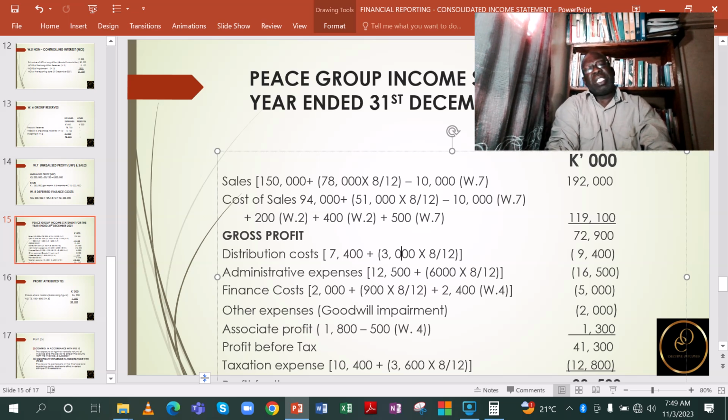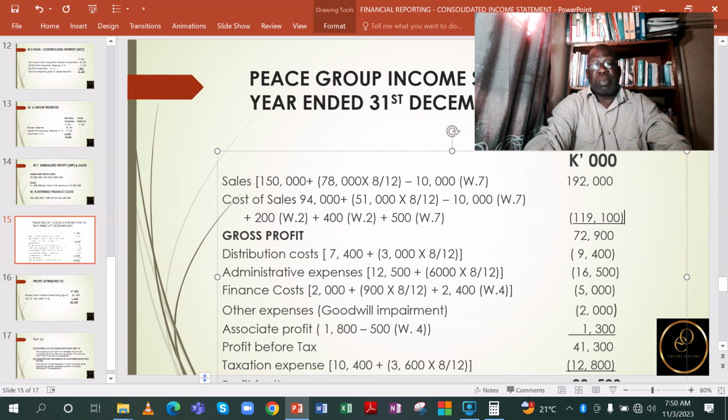Because cost of sales is subtracted from the total revenue, we can add 500. So if the 500 is part of the total 119,100, when you subtract it from there, we are actually deducting the unrealized profit. So that's what we're doing. That's why the unrealized profit is added to cost of sales here. So we are going to get the gross profit. After subtracting that, we get 72,900,000.